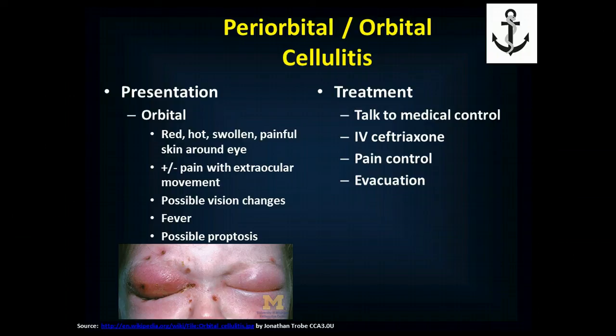They'll have a fever, and they may have that proptosis, the eyeball trying to pop out of the head because of all the swelling behind it. So if you think that they've got orbital cellulitis or they've got periorbital cellulitis, but you can't be sure that there's nothing else going on, talk to medical control.